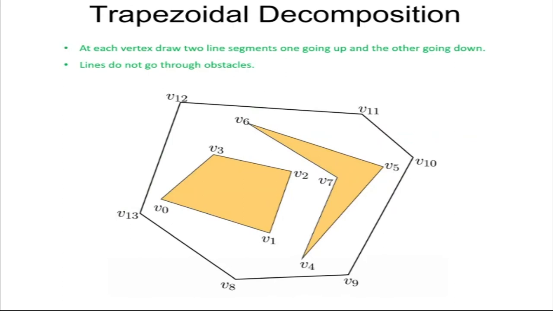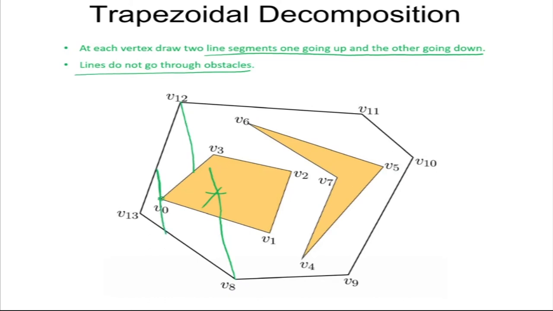Okay. So at each of these vertices, what we are going to do is draw straight lines. Now at each vertex, draw line segments, one going up and the other going down. Lines do not go through obstacles. Okay, I'll just explain. So what we are going to do at a vertex is I'm going to draw a line like this down, and from here I'm going to draw it up. It should not go through obstacles, okay. Now wherever there is an edge like this, in this particular case it is going to go up and down at every vertex. So in this vertex we're going to draw a line up but not down because it is going through an obstacle, okay. In this vertex you're going to draw a line down but it doesn't go through an obstacle, okay.